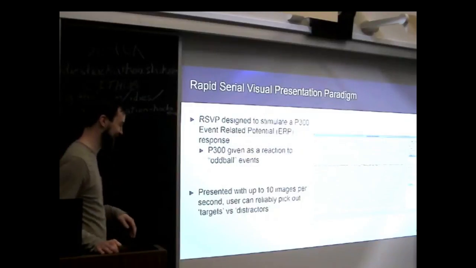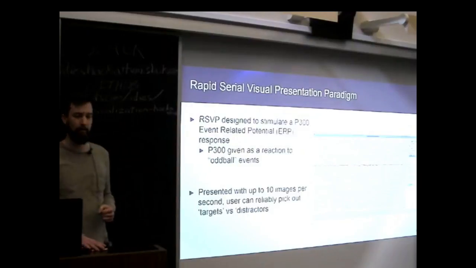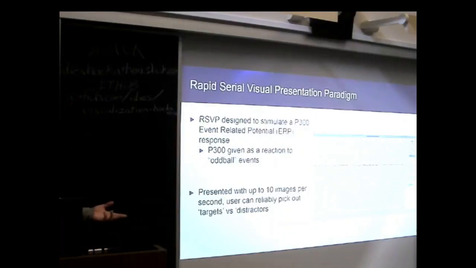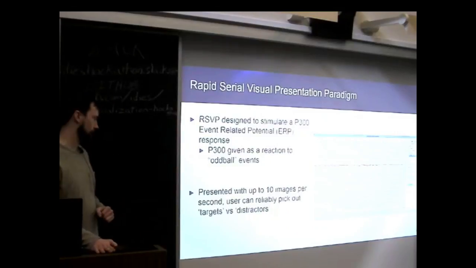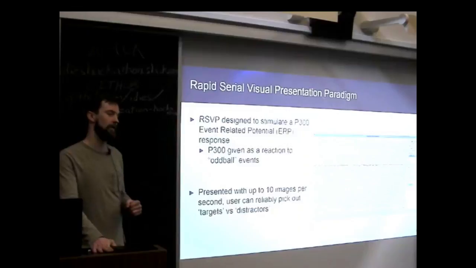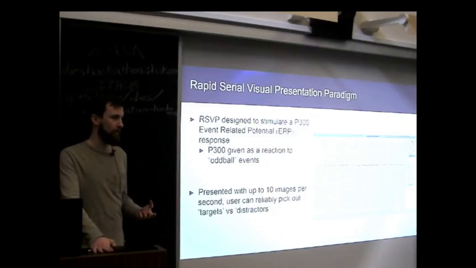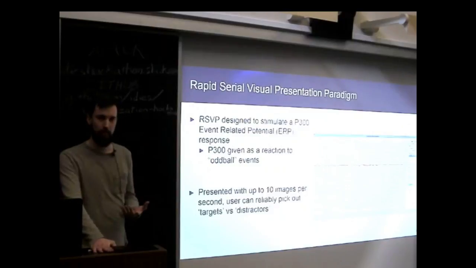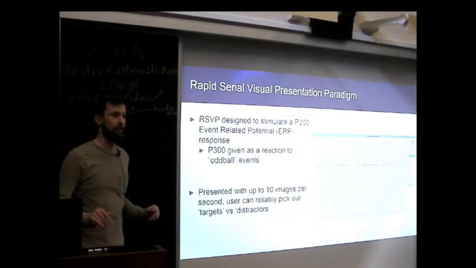And when presented with up to 10 images per second, users can reliably pick out targets versus distractors. And I'm going to keep using this targets versus distractors vocabulary. Targets means images that I'd like the subject to trigger on or give off a P300 for. Distractors are images that aren't supposed to be interesting.